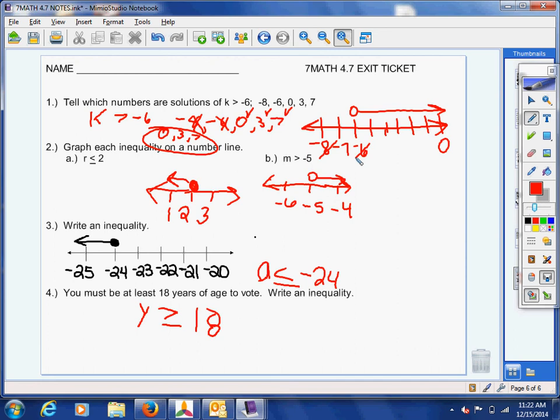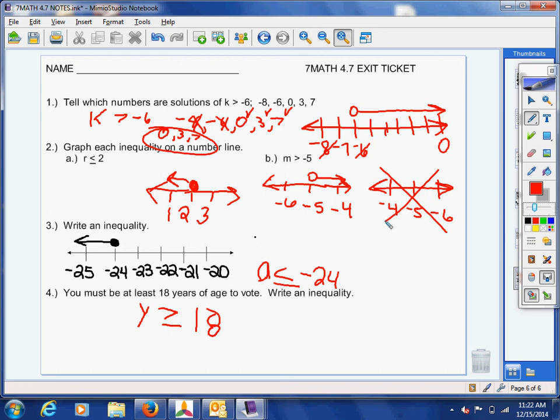Let's see, Blair did 2A, R is less than or equal to 2. Nailed it. She got it. And then Avery got 2B, M is greater than negative 5. Just make sure, don't make the mistake when you draw your negative numbers, don't do this. This is a mistake. Negative numbers, remember, when you start at 0 and head left, you're going 0, negative 1, negative 2, negative 3, negative 4, negative 5. So it should be inverted. So don't do this. That's an error.